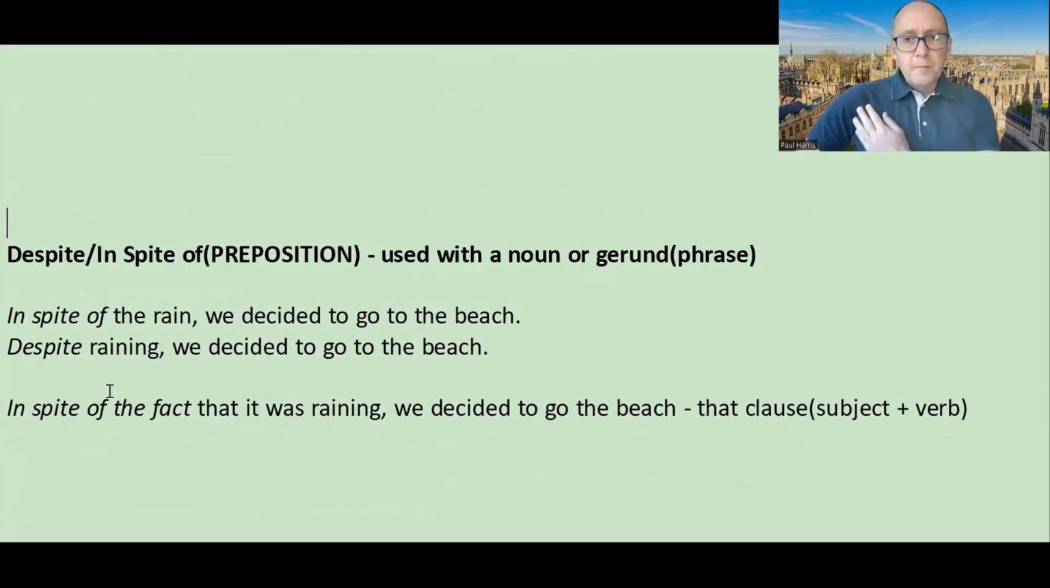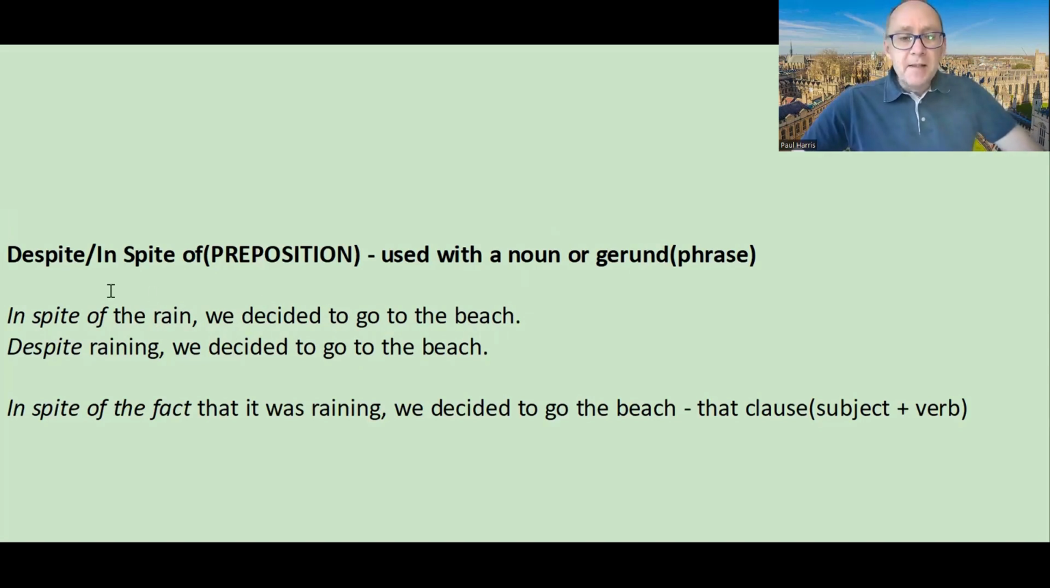Okay, so let's move on to look at our next group of words here. We have the words despite and in spite of. Now, these are actually prepositions, and typically these will be used with a noun or perhaps a gerund. So here, for example, you can see in spite of the rain, the noun, despite raining, and we get exactly the same idea as the previous sentences. We decided to go to the beach. So in spite of the rain, we decided to go to the beach.